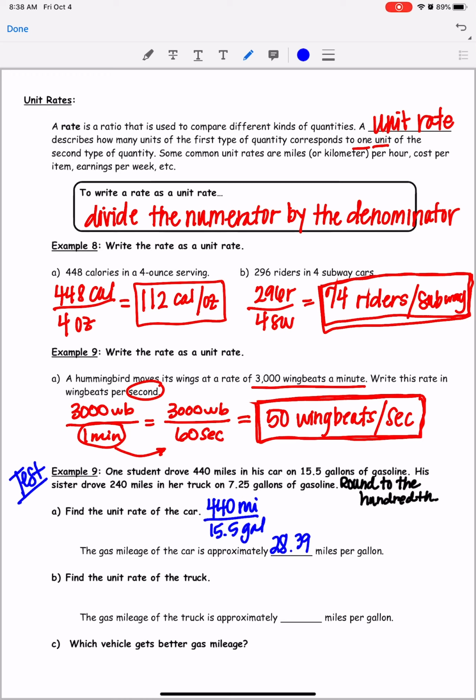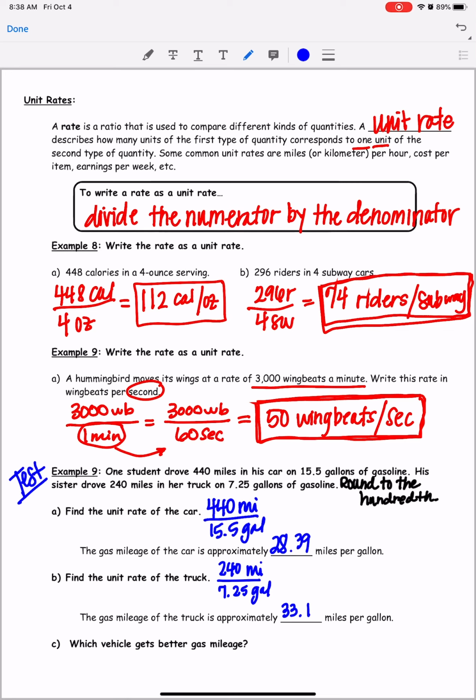B says find the unit rate of the truck. The truck went 240 miles per 7.25 gallons. So divide again. We get 33.10. Okay. So let's go to the nearest hundredth again. I'm going to get 33 point. That 3 makes that 0 stay, so that's actually just a 0.1.